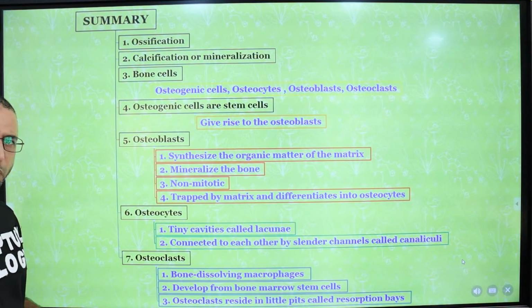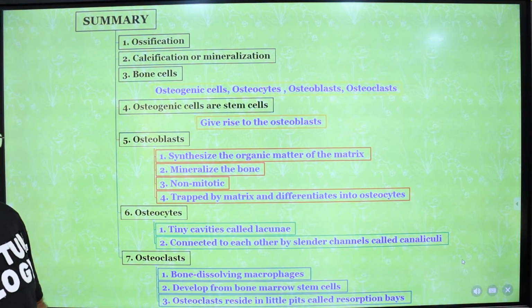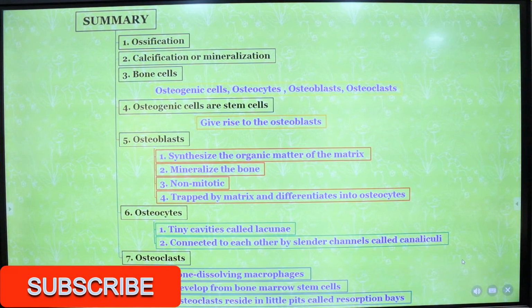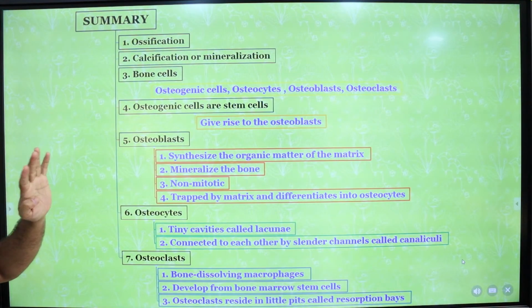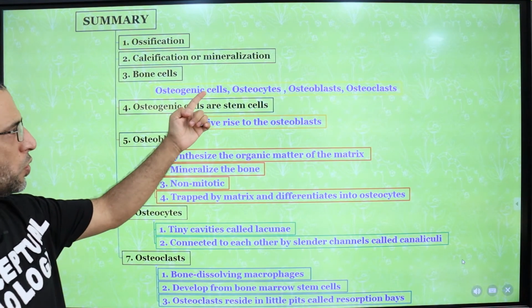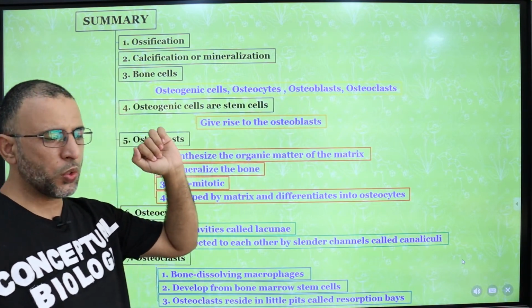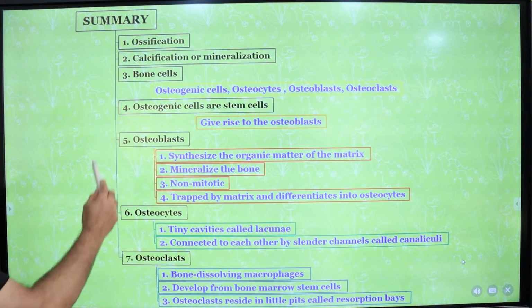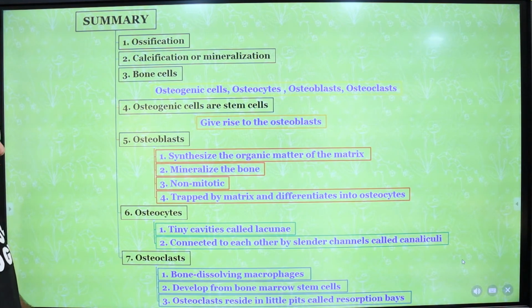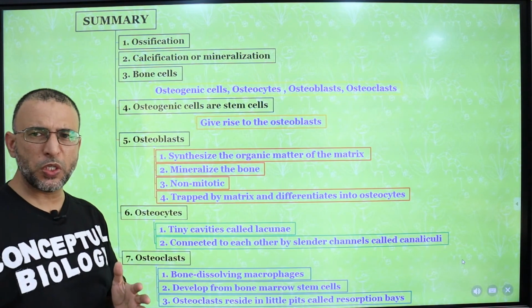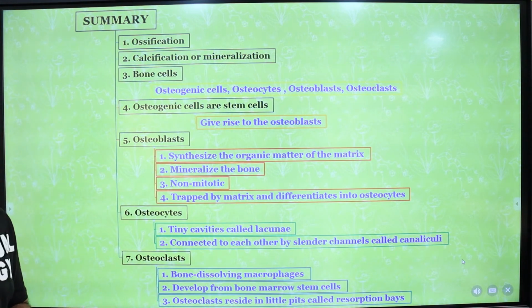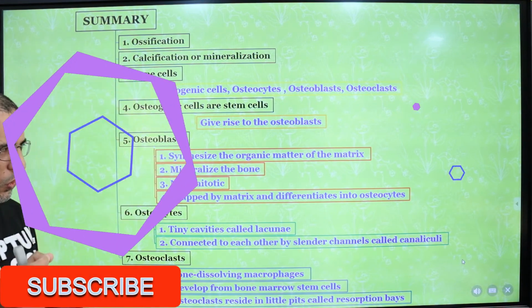To sum up, ossification is a bone forming process. Calcification or mineralization is the deposition of calcium salts within a tissue. There are 4 types of bone cells: osteogenic cells, osteocytes, osteoblasts and osteoclasts. First are osteogenic cells, which are called stem cells, and osteogenic cells arise from embryonic mesenchyme. Osteogenic cells are present in the inner lining of the endosteum, in the inner lining of the periosteum, as well as in the inner lining of the central canal of each osteon.